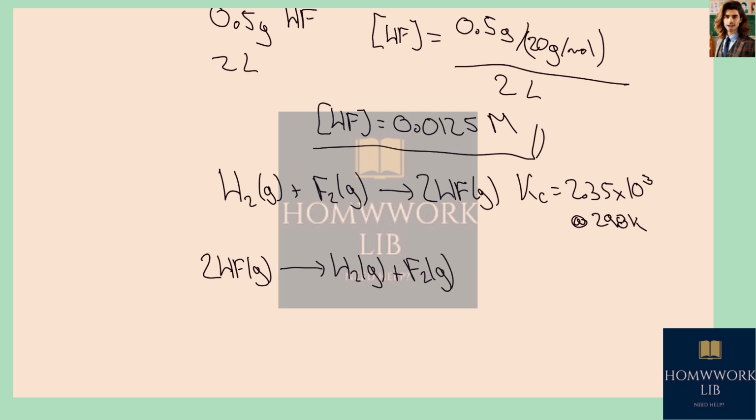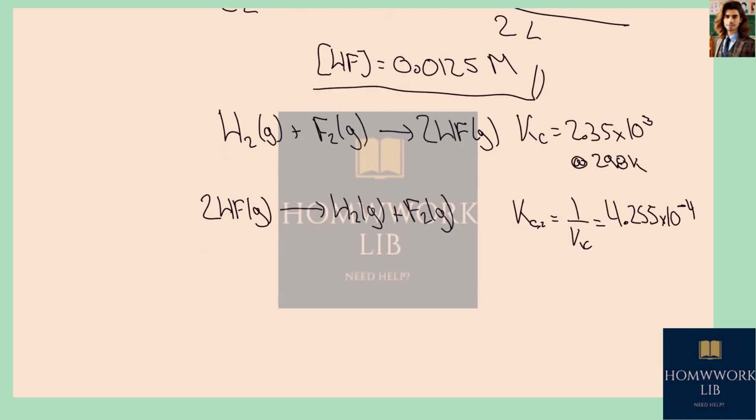Now, what would be the equilibrium constant for this? I'm going to call this Kc2, and this is going to be equal to 1 over Kc. So 1 over 2.35 times 10 to the 3 would be 4.255 times 10 to the minus 4, sorry. Okay, so now we got this new equilibrium constant. We are going to proceed with our ICE table.